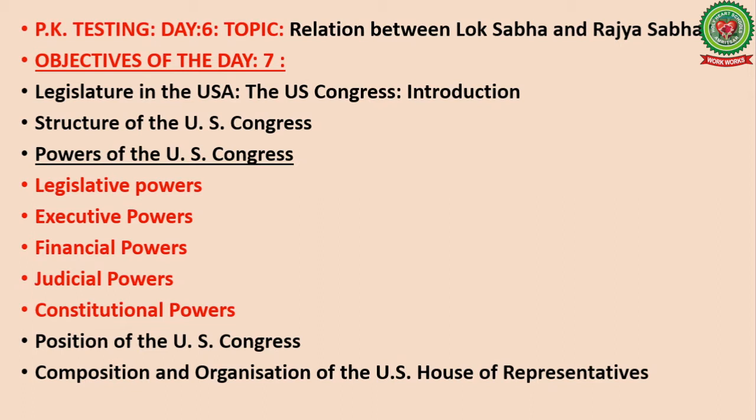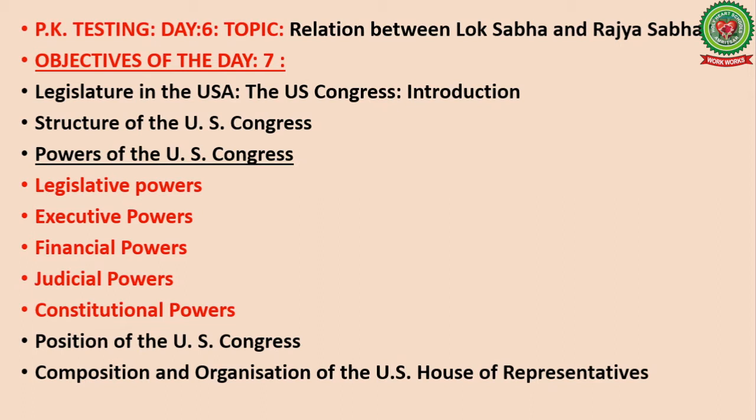Second is structure of the US Congress. Then I will talk about the powers of the US Congress. It has 5 types of powers, that is legislative powers, executive powers, financial powers, judicial powers, and constitutional powers. Then I will talk about the position of US Congress. Then composition and organization of the US House of Representatives.